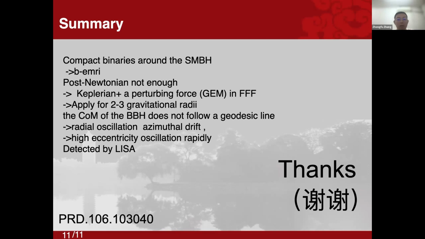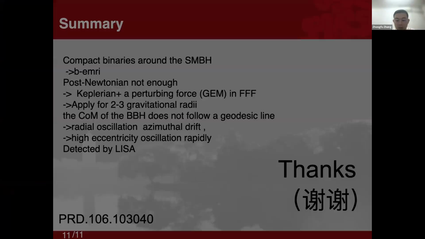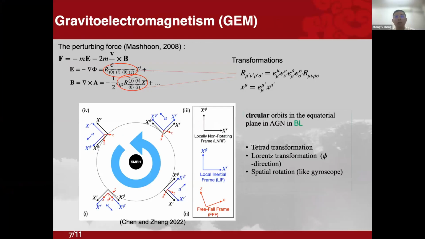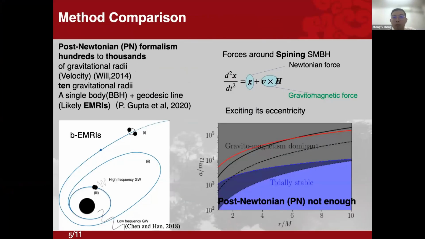Hey, thanks for the very nice talk. I have a question about the distance to the supermassive black hole. I don't know if I got this right, but is the distance to the supermassive black hole like 2 to 3 times M, where M is the total mass of the supermassive black hole? So just to be clear, the inner binary is at a distance of around 3 M away from the supermassive black hole?